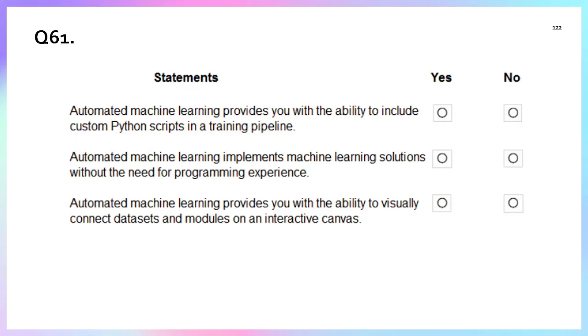Statement 2. Automated machine learning implements a machine learning solution without the need for programming experience. Yes, this is the main purpose of AutoML. It lets non-programmers build the model automatically through the GUI without writing code. So the first statement is false and the second statement is true.